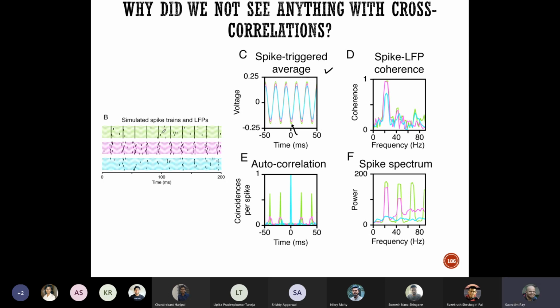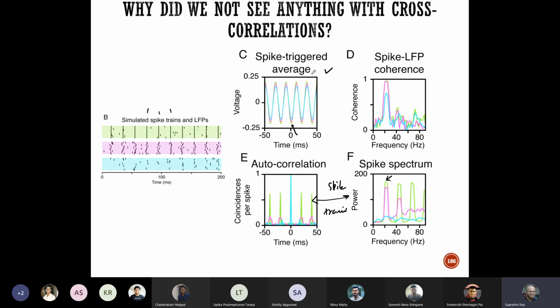The autocorrelation of the spike trains, because they are occurring periodically, has this nice oscillatory structure. So there are peaks coming at 0 and also at 25 and 50 milliseconds. And the spike spectrum also shows this. So you have got a nice peak at, in this case, 20 hertz. So everything is good. The latter two, the autocorrelation and spike spectrum, are computed just from the spike trains, nothing else.